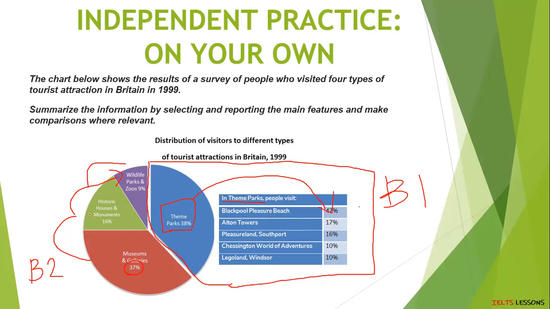Why in the previous topic did we divide body paragraph one and body paragraph two? Because they have different categories. Here they have the same category, visitors or tourists who go to wildlife, historic houses, museums, so that is why we can divide them. We take the pie charts and table in body paragraph one, and the remaining attractions in the pie chart should be in body paragraph two. Take note of that.